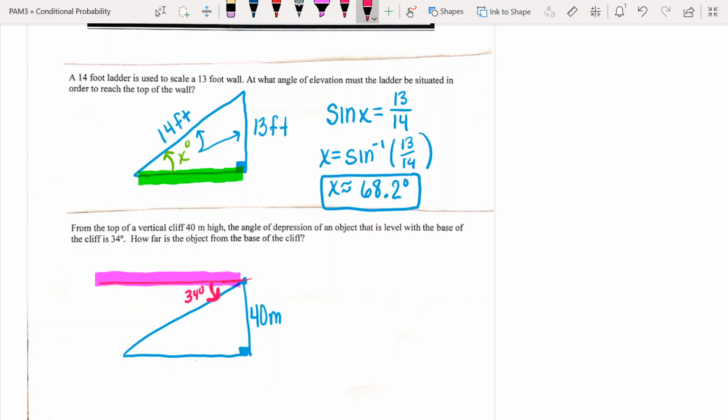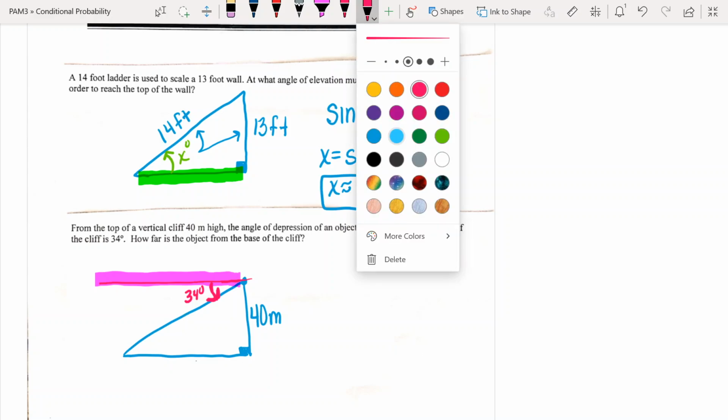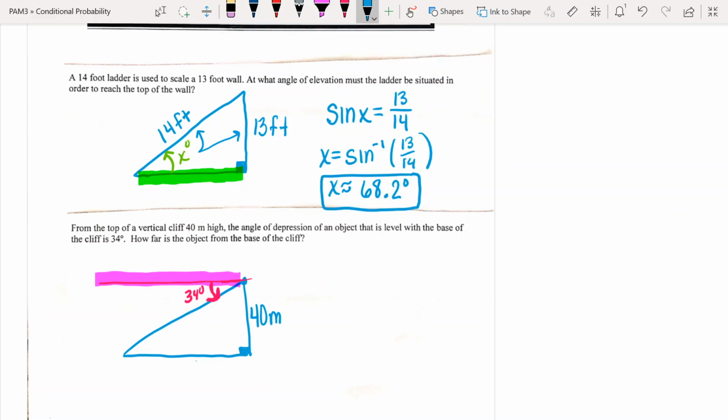Okay, how far is the object from the base of the cliff? All right, our object, the base of our cliff, here's the base of our cliff down here at the 90-degree angle, and it wants to know how far the object, here is our object over here, is away from the base of the cliff. Okay, so we're actually going to need one other piece of information in order to set up our trig function. We need an angle inside of our triangle.